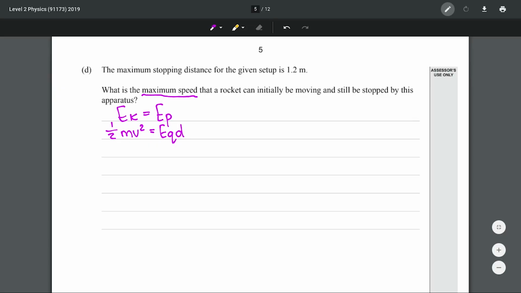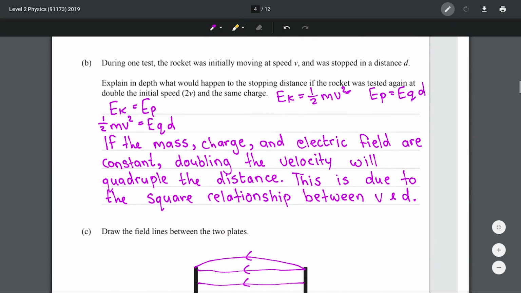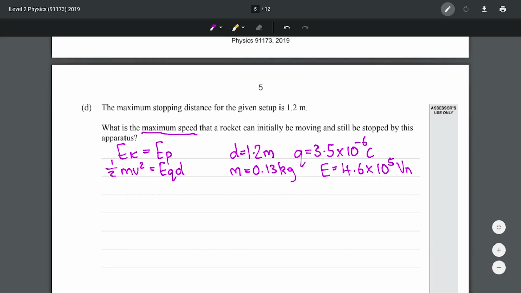So I believe we're given all these other things in the sections above. So let's jot those down now. Converting our mass into kilograms. And I think that's all we're going to need. So let's now solve this equation here for our velocity. I'm going to start by multiplying both sides by 2. Then I'm going to divide both sides by mass, and then I'm going to square root both sides.